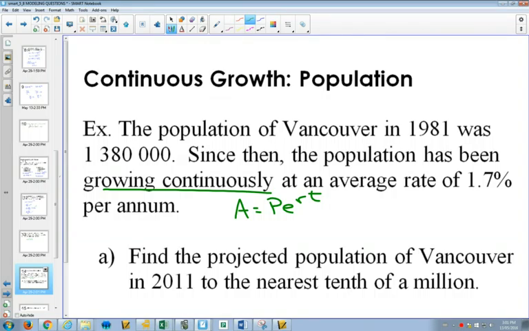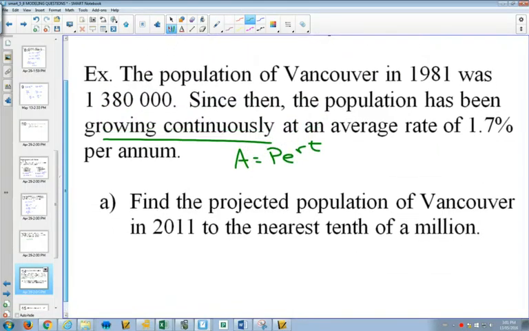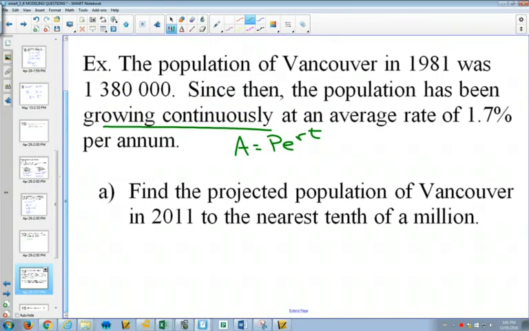So if the population in Vancouver in 1981 was 1.38 million, and it's been growing at an average rate of 1.7% per year, find the projected population in 2011. So we want to find the amount, the initial. I'm going to put it in millions, so I just write 1.38. You could write all the zeros if you wanted to.